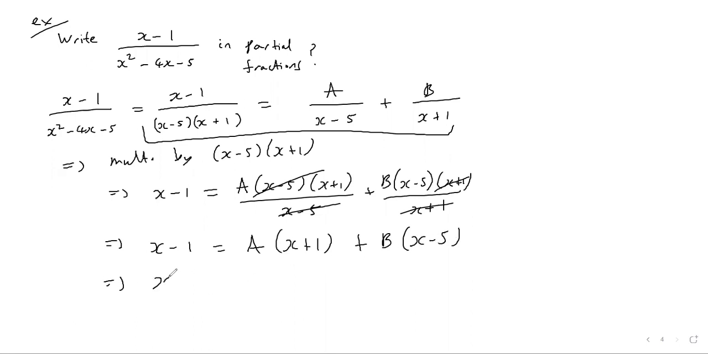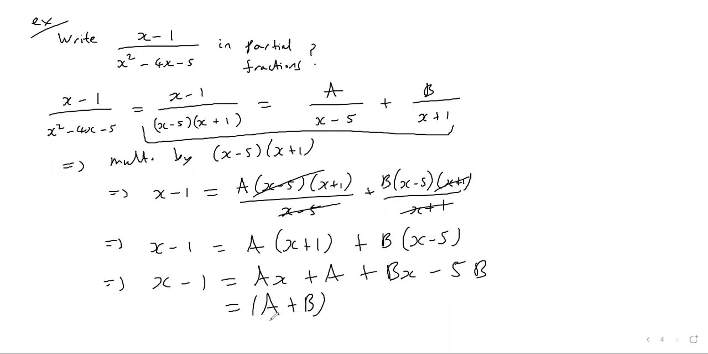Let's just expand the brackets. We get x minus 1 equals ax plus a plus bx minus 5 lots of b. Okay, now let's factorize what we've got here. So we've got a plus b lots of x, plus a minus 5b, is equal to this x minus 1.